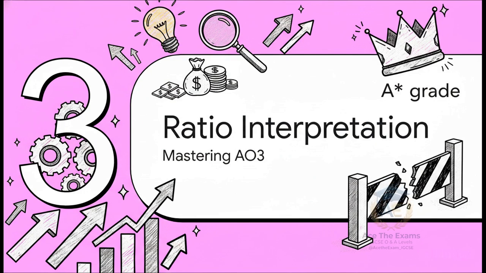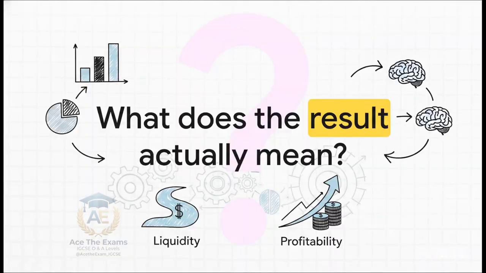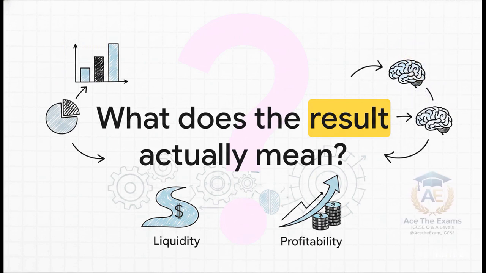Section 3. Ratio Interpretation, Mastering AO3 Evaluation. All right, let's move to the next phase of our revision and see how this all builds together. We are elevating from baseline calculation to high-level financial intelligence. Because anyone can be a number cruncher and just plug values into a formula. But what does the result actually mean for the business's liquidity or its profitability?